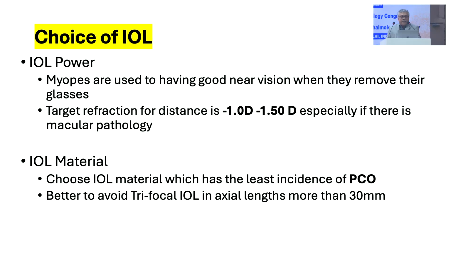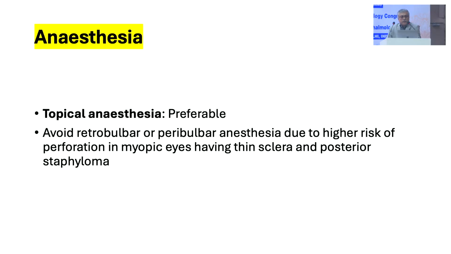Now regarding choice of IOL, myopics usually have very good near vision. When we remove the lens and make them emmetropic, they have some amount of difficulty for near. So the target refraction for distance should be minus 1 to 1.5, especially if there is a macular pathology. The IOL material should be such that it induces the least amount of PCO. And it's better to avoid trifocal lenses in axial lengths more than 30 mm.